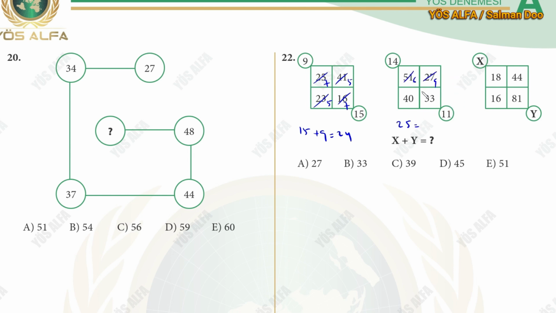We have 6, 9, 4, and 6. The summation is 25. For the last one, the summation x plus y is equal to the digit sum inside: 9, 8, 7, and 9. The summation of all these four numbers gives us 33. So the answer is B.